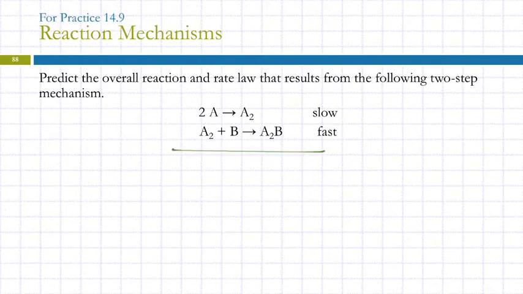So we've got this intermediate here, A2, being formed, but then it's being destroyed, so we can cross that out. So the overall reaction is 2 molecules of A plus 1 molecule of B forming a molecule of A2B. So there's the overall reaction. We're also supposed to predict the rate law. Do we look at the slow step or the fast one? We're going to look at the slow one.